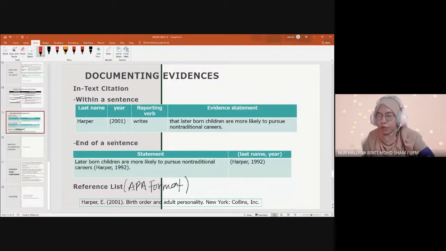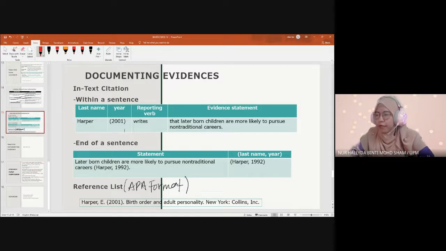Just to remind you that when you include evidences in your paragraph, don't forget the name of the author, the year, and then what verb you use, and then whatever evidence statement or given by the author. For Western people, we use their last name. For Malaysian or Indonesian, Asian lah usually, Southeast Asia, we use our first name. Okay, let's say you want to quote me, you say Nur Halida. Okay, and the year.